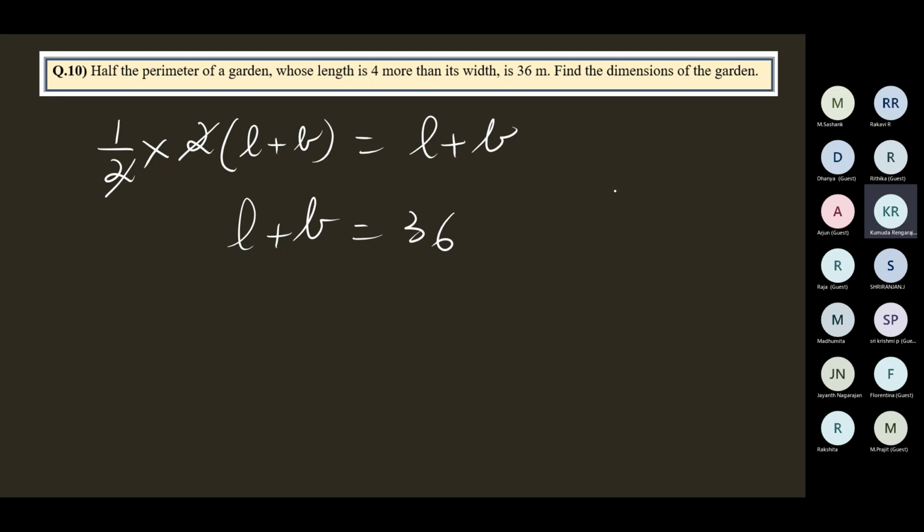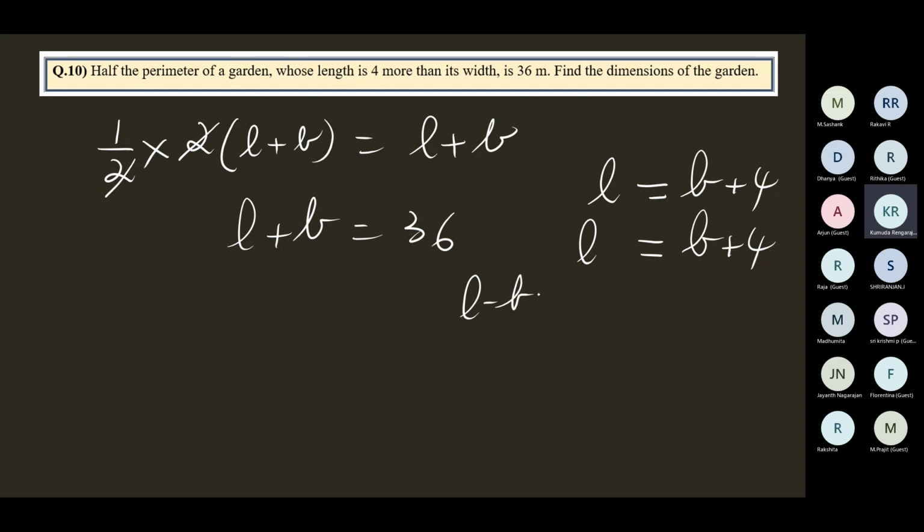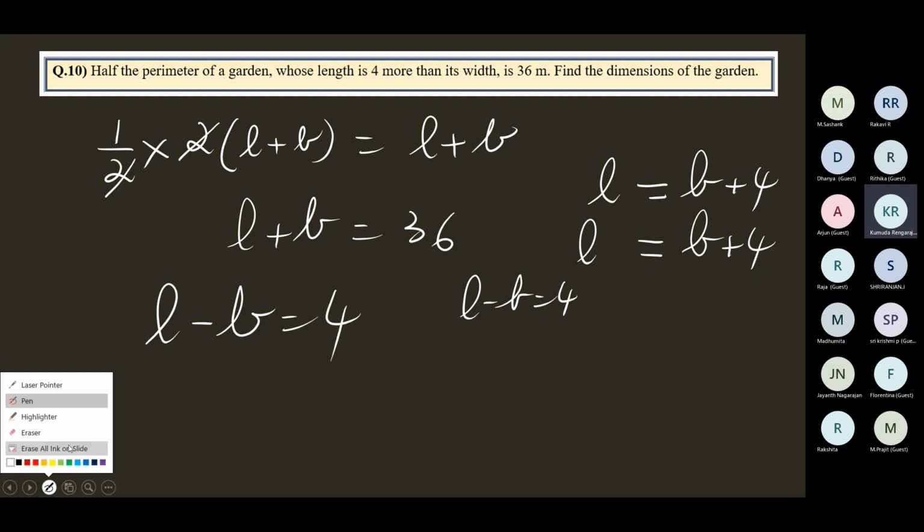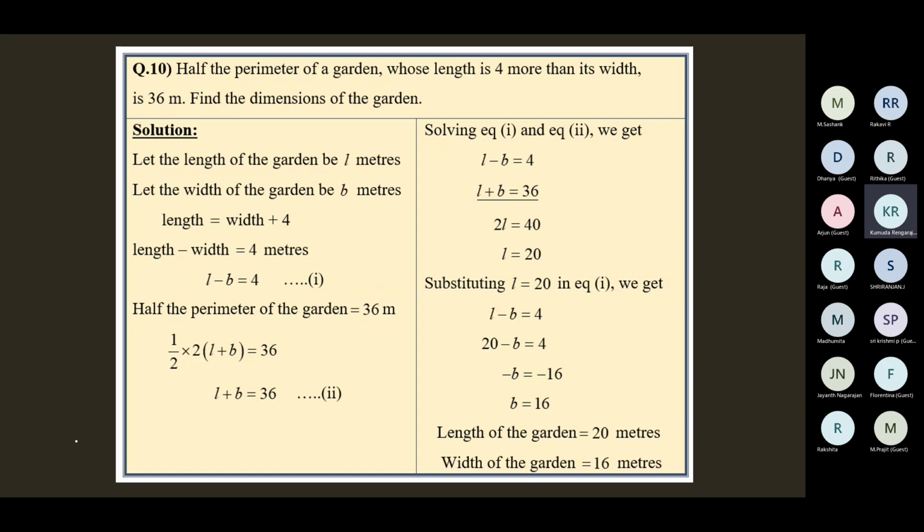And the other equation is the length is 4 more than its width. So, that is the breadth plus 4. The length is more. So, length is the breadth plus 4. Or you can write length minus breadth is equal to 4. Both are the same. The difference between the length and breadth is 4. Which is greater? Length is greater. So length minus breadth is equal to 4. So these are the two equations. Write them one below the other and solve for L and B.